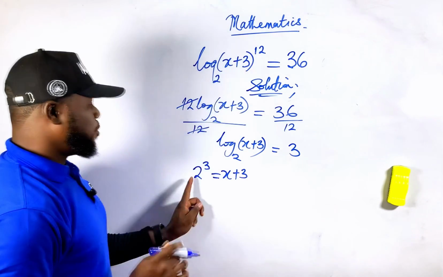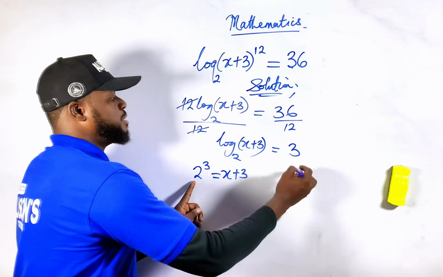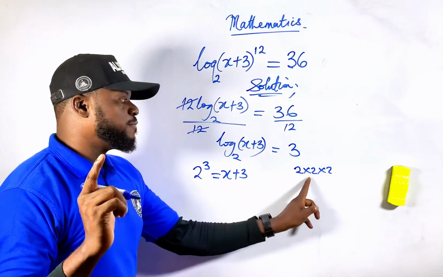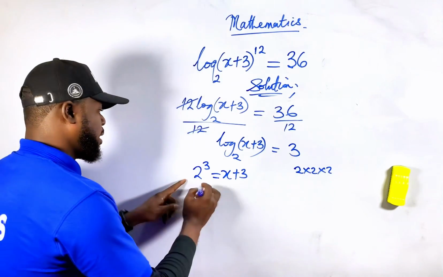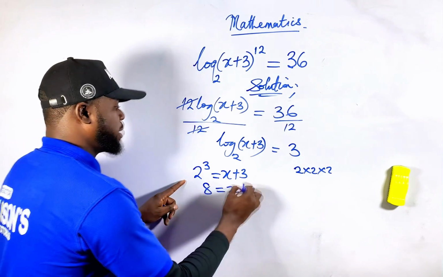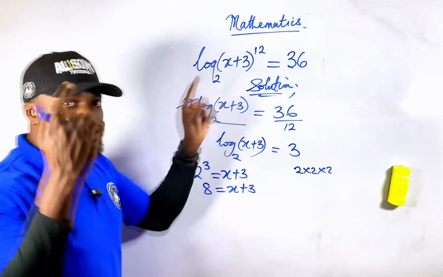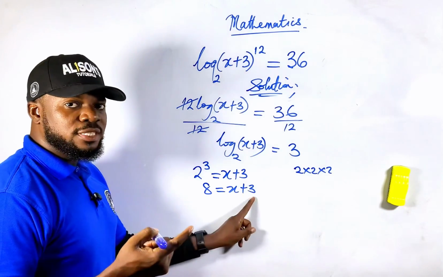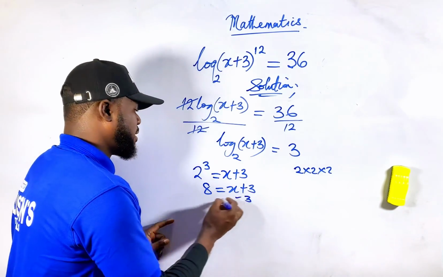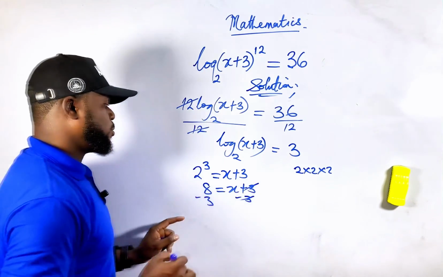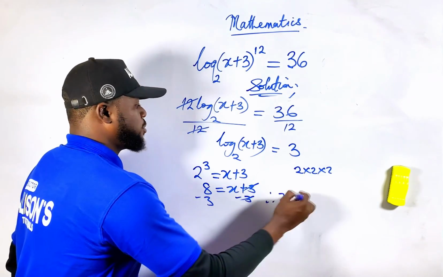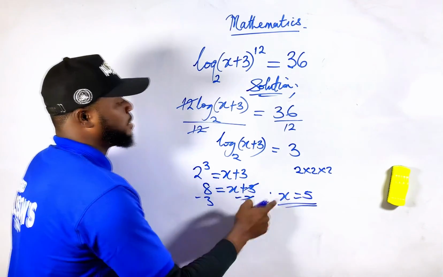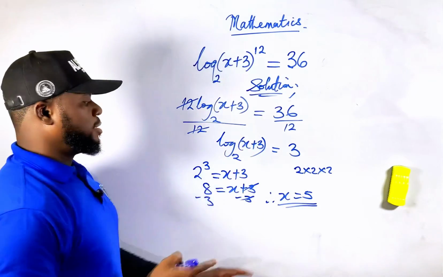Now everybody knows that 2 raised to the power of 3 means 2 times 2 times 2. 2 times 2 is 4, 4 times 2 is 8. See here, 8 equals x plus 3. Now x, what I told you from the beginning, is what you want to find. What will you do to get this x? Come out with this 3. How do you remove this 3? Subtract 3 from both sides. This one and this one will cancel. Therefore, x will be equal to 8 minus 3, which gives us 5. So the answer to this particular question is 5.